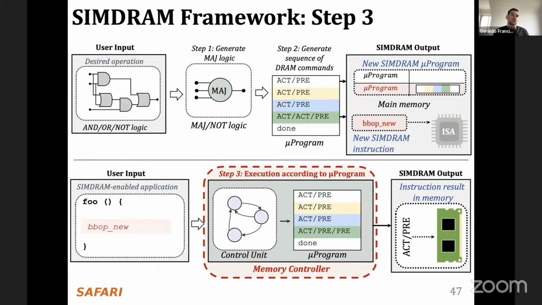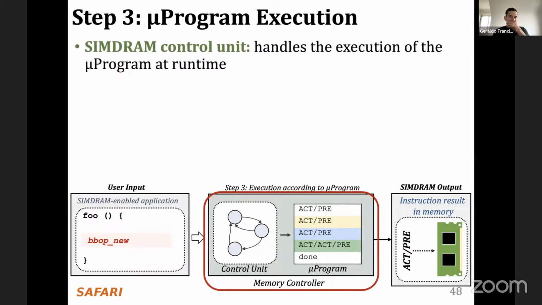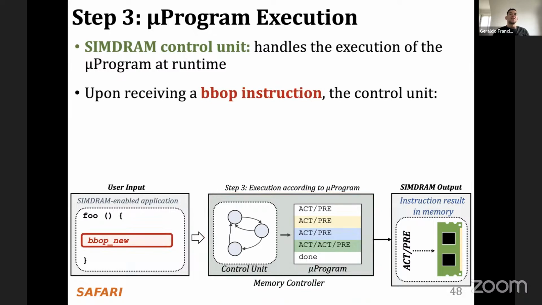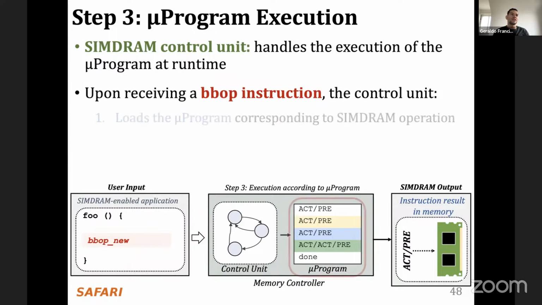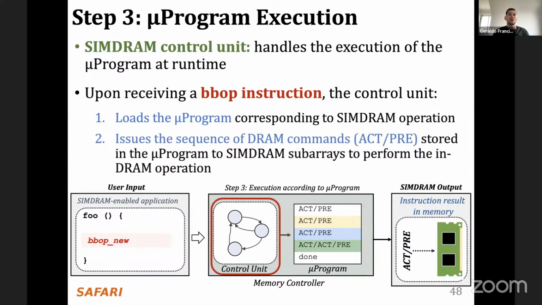Now let's look at step 3. SIMDRAM uses a control unit in the memory controller that handles the execution of a microprogram at runtime, transparently from the programmer. To perform a SIMDRAM operation, a program uses the BBOP instruction. Upon receiving this instruction, the control unit loads the microprogram corresponding to the BBOP from memory and performs the required SIMDRAM operation by issuing the sequence of DRAM commands stored in the microprogram. At the end of the microprogram execution, the output of the SIMDRAM instruction is stored in memory.